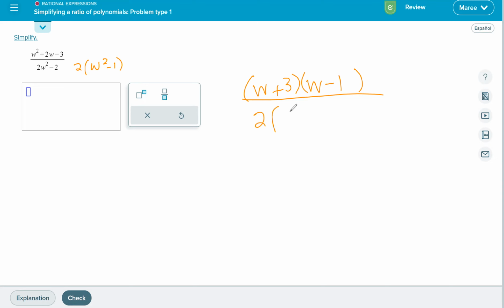And then w squared minus 1 factors into w minus 1 times w plus 1, which means we can cancel our w minus 1. We're left with w plus 3 divided by 2 parentheses w plus 1. And that's the end of our lesson.